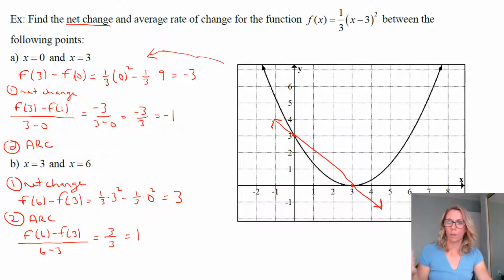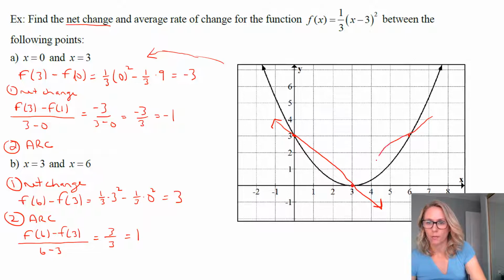Which is a positive 3 over a negative 3, or a negative 3 over a positive 3, however you want to look at it. Point being that we found the slope of that secant line. The secant line goes through 2 points. So very similarly, if you looked at the 6, you'd be here, and then you'd just be coming down here from 3 to 6.